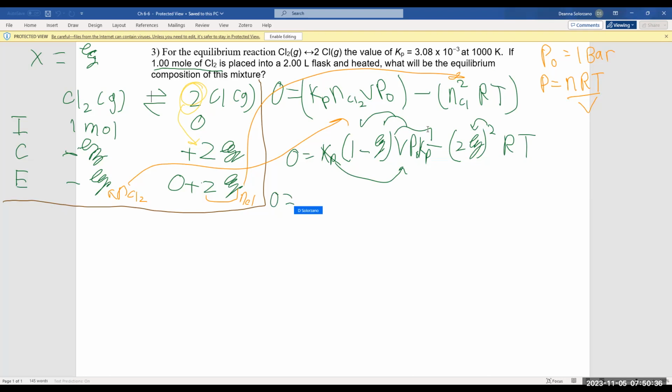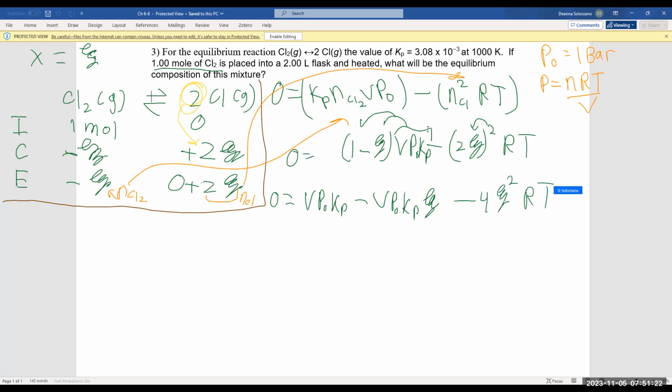So then we get 0 is equal to Vp naught Kp. I'll have to just erase this Kp. Just rearrange it. There we go. Kp, that's all 1 minus, sorry, Vp naught, Vp naught Kp times C squiggly minus 4 E squiggly squared RT.